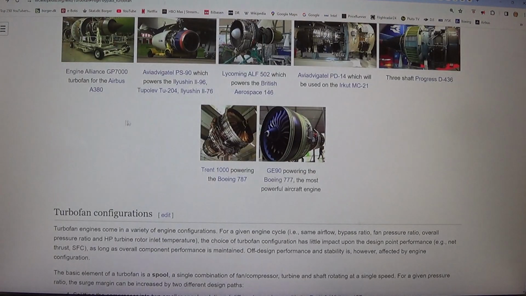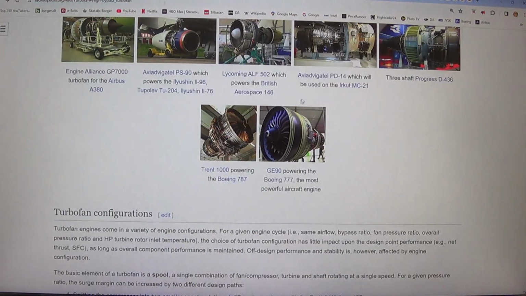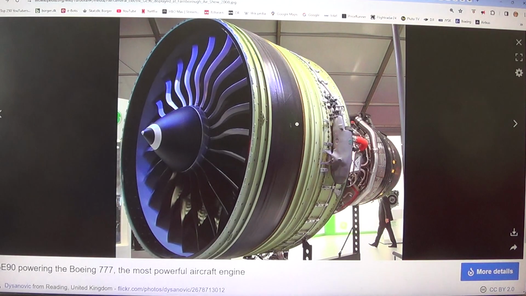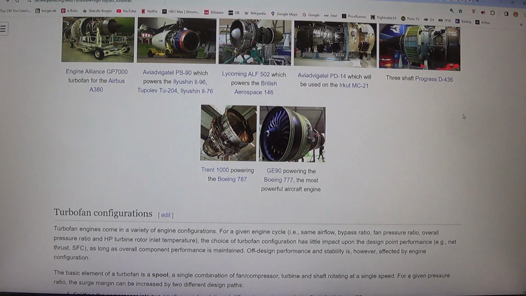10. 3-shaft Progress D-436. 11. Trent 1000, powering the Boeing 787. 12. GE90, powering the Boeing 777, the most powerful aircraft engine.